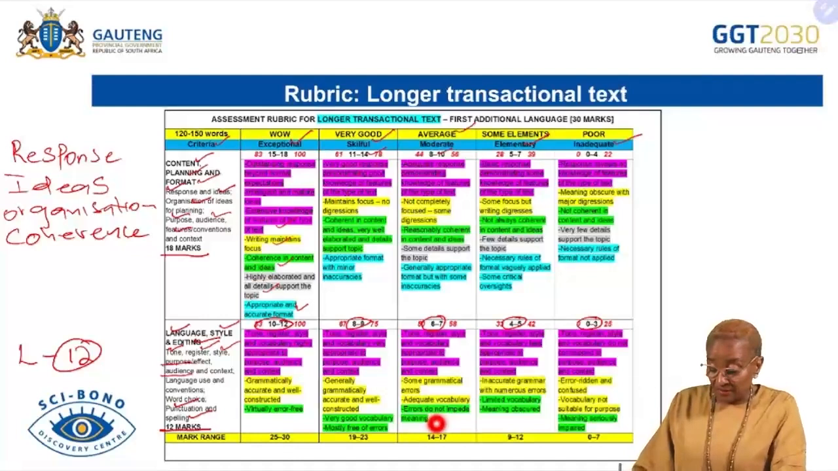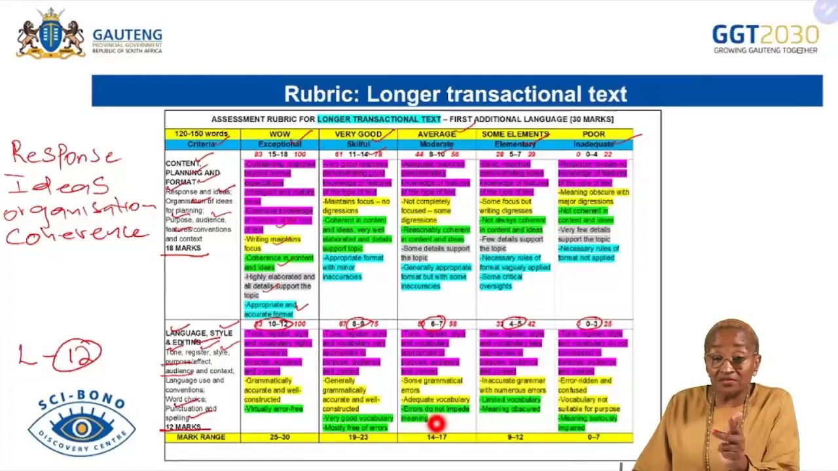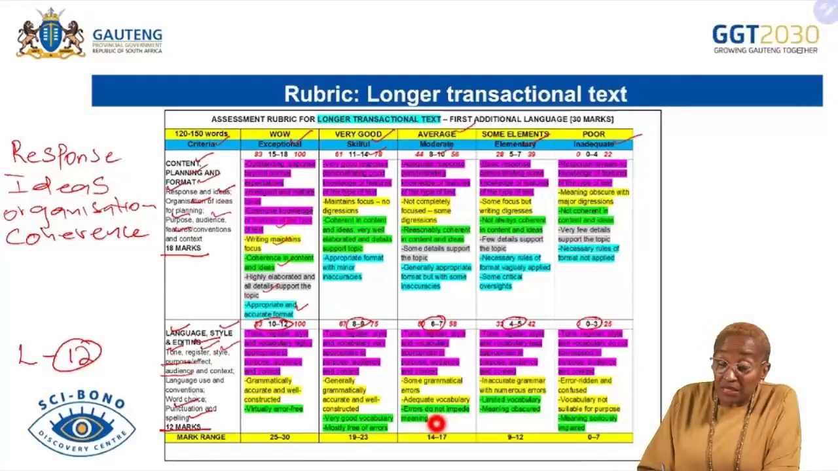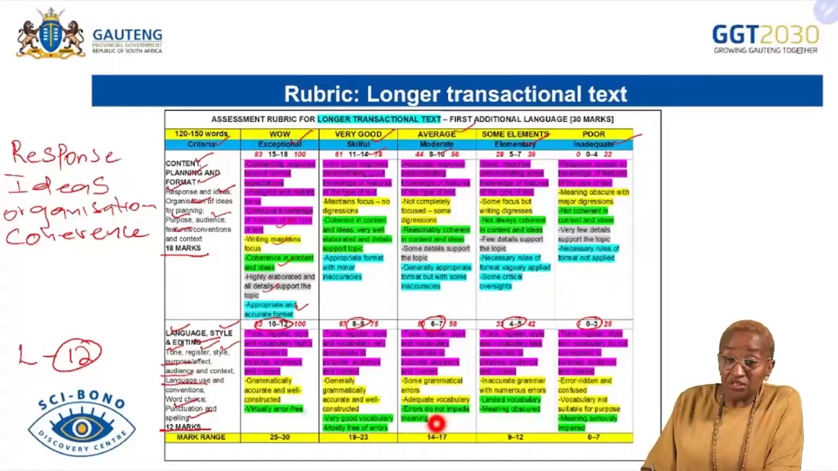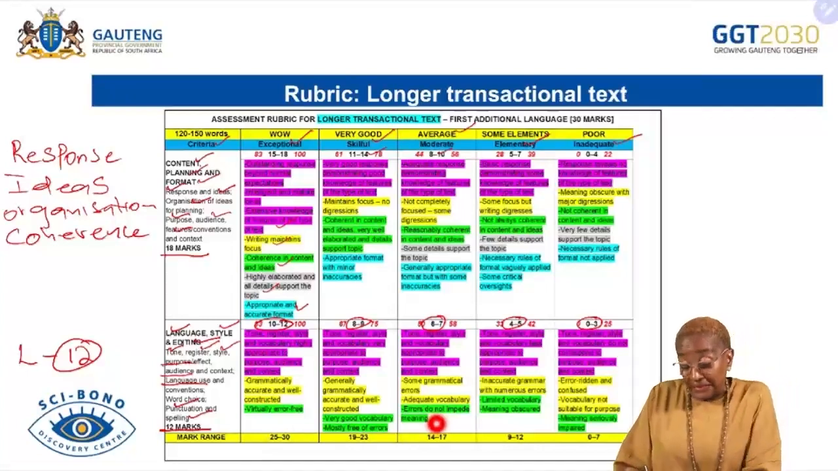And what does that mean? Remember what I said about the language. The language is being addressed by the tone, the register, which is the degree of formality, the style, which is the word choice, and that is being informed by the purpose and the audience. Right? And also you need to take care of the language use, which includes word choice, punctuation, and the spelling. In each of those categories, we also have descriptors.